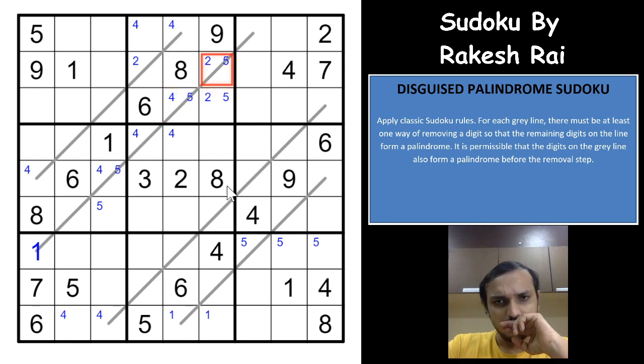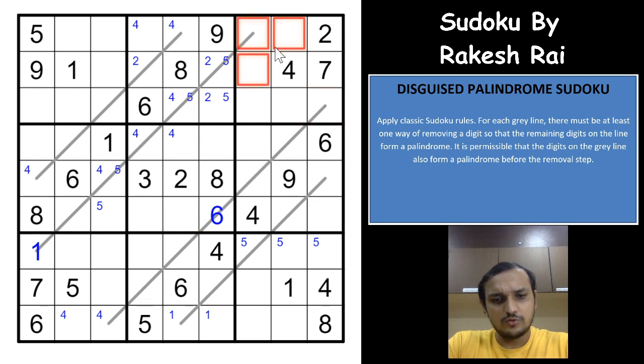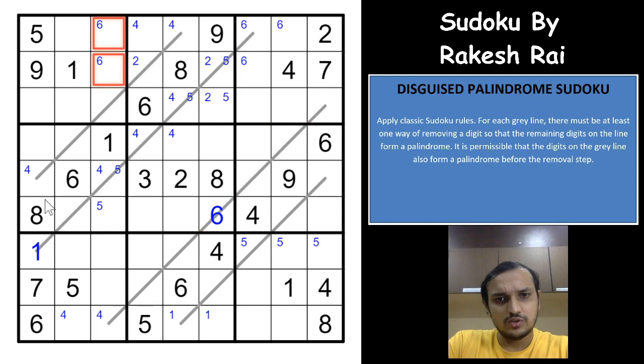Nothing with the 5. Let's go with the 6. You will have a 6 here, right? You'll have a 6 here. Any more 6's? 6 cannot be here, so 6 would have to be in one of these 3 cells. 6 in one of these 2 cells. Right, so all the 6's are placed. All the pencil marks of 6 are done.